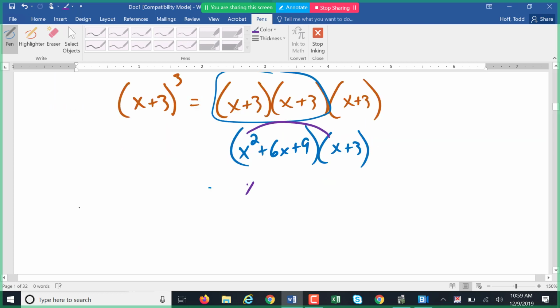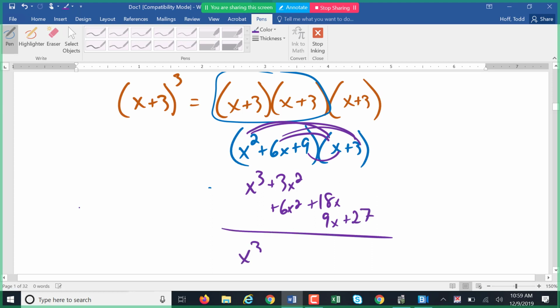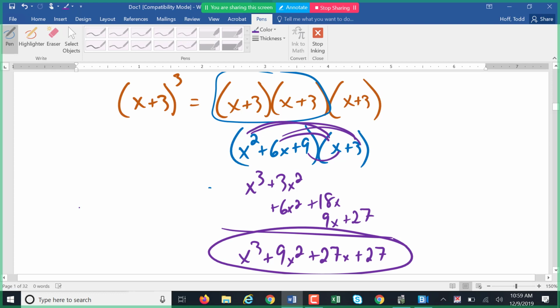So x squared times x is x to the third. X squared times 3 is 3x squared. 6x times x is 6x squared. 6x times 3 is 18x. 9 times x is 9x, and 9 times 3 is 27. So we've got x to the third plus 9x squared plus 27x plus 27. So there is our expansion of x plus 3 to the third.